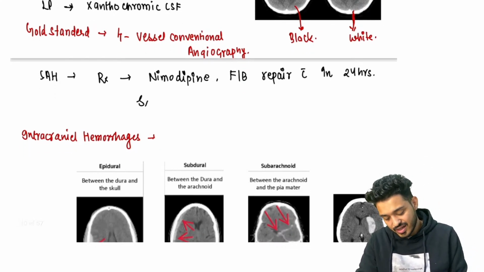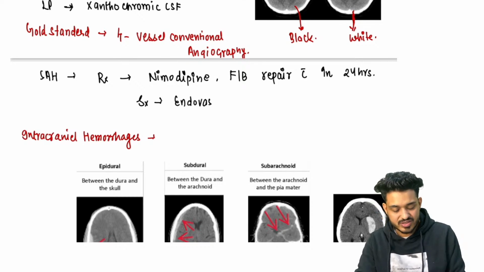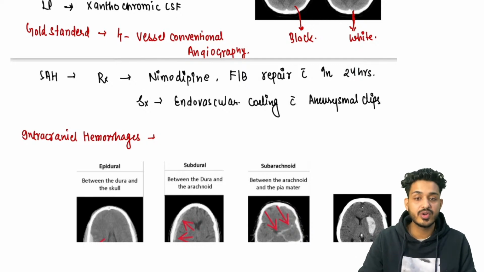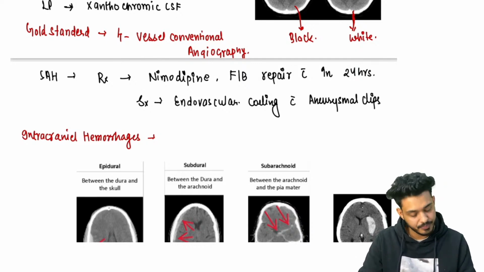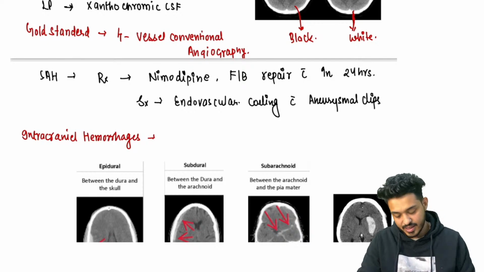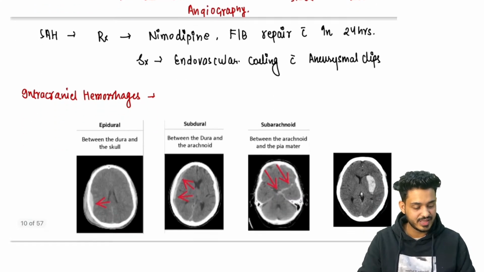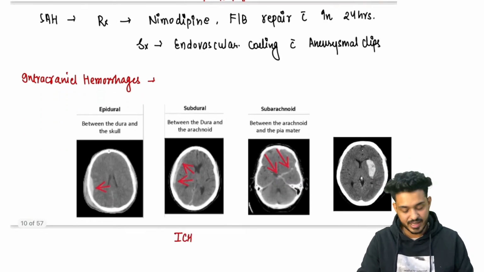The surgery that we are going to do is going to be your endovascular coiling with aneurysmal clips. Endovascular coiling, we are going to do endovascular coiling with the aneurysmal clips, right? So this is going to be the treatment for subarachnoid hemorrhage. Yes, we can do clipping, endovascular clipping, right?